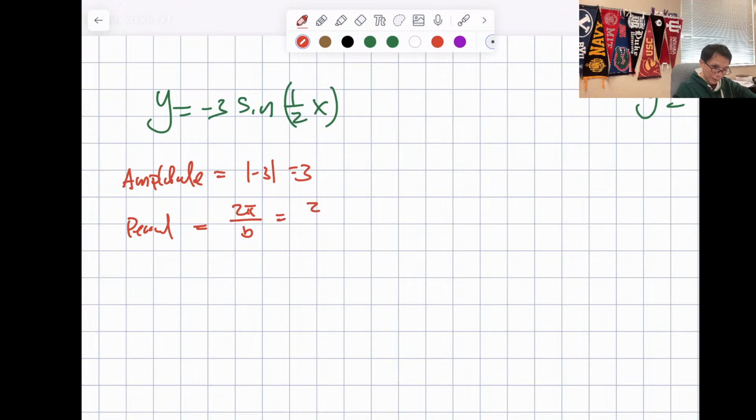So this is 2 pi over 1/2. Is that okay? So that means it's 2 pi times 2 over 1. So that's equal to 4 pi. Did you guys get 4 pi for the period?